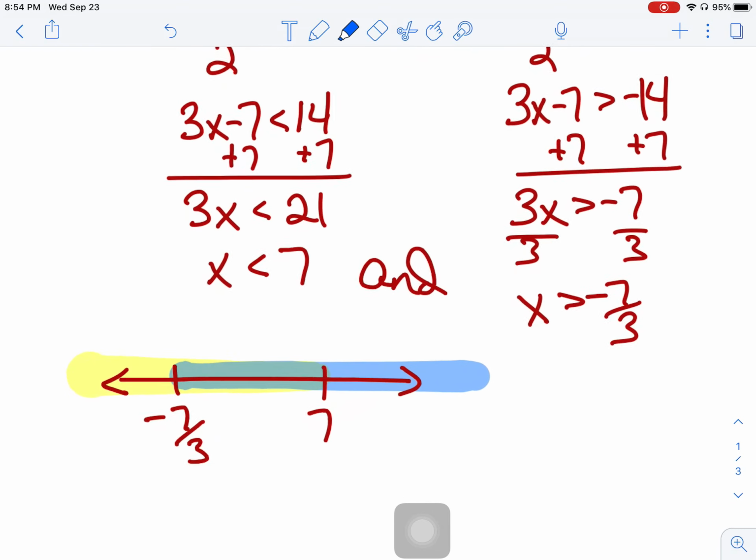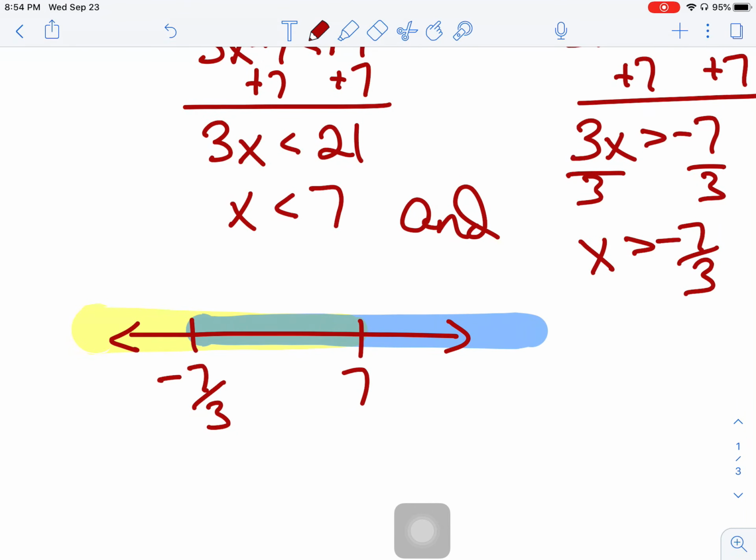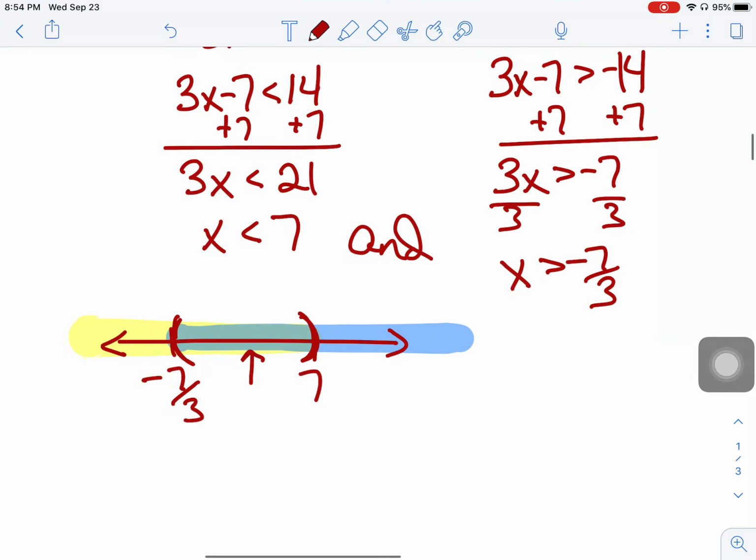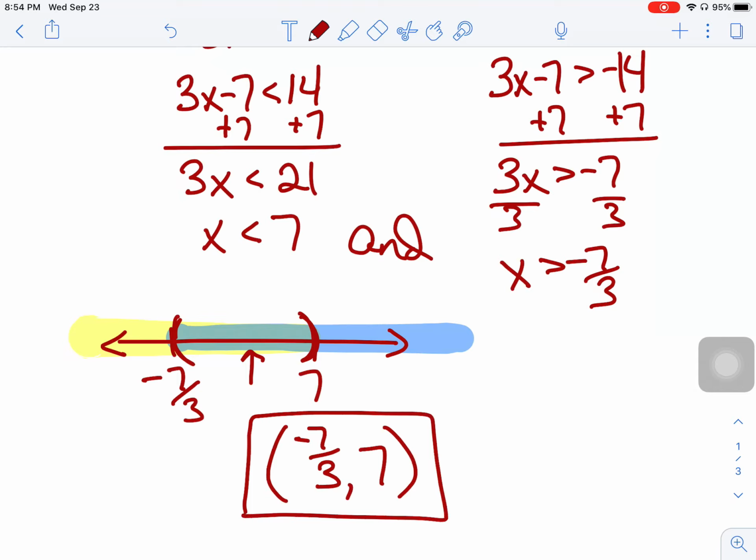So if I zoom in on the image here, again, what I'm looking for is this overlap. It's the place in this image where yellow and blue make green. That's what the answer is. Now, with this particular problem, we have less than 7, so that's going to be a parentheses here. And we have greater than -7 over 3, so that's a parentheses here. So the actual interval answer would be anything from -7 over 3 to 7, using the parentheses as the answer there.